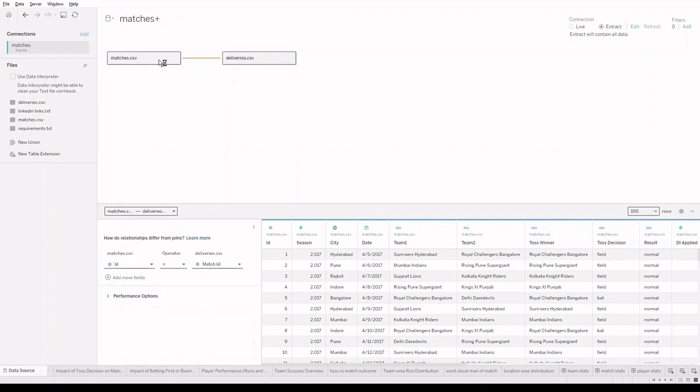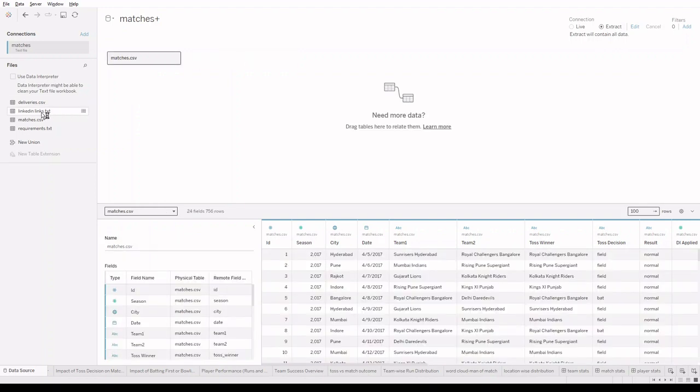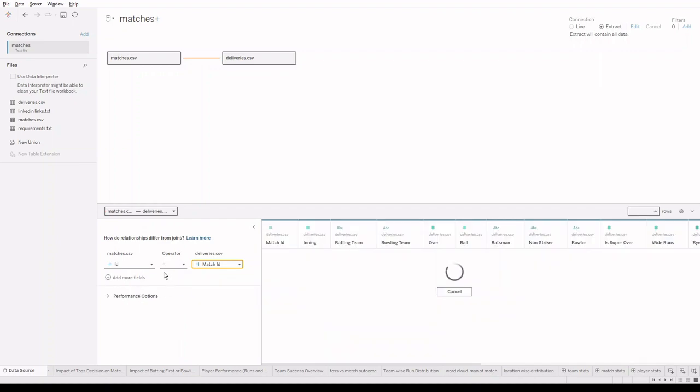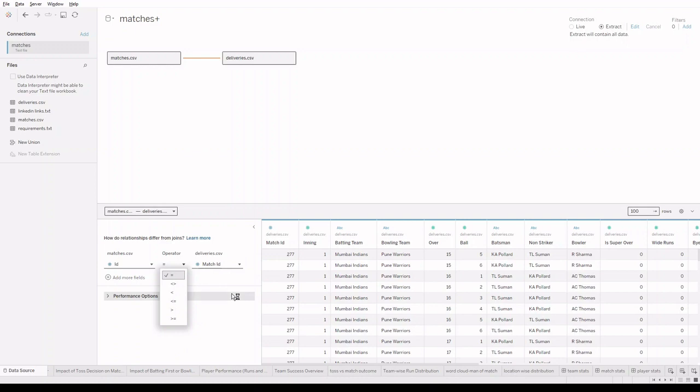When you drag these both data sets like this, you'll get an error here because you don't have any common columns on both sides. I have gone through the data set very well, so you can just assign the ID in the matches data set to the match ID in the deliveries data set using the equal operator. Don't use any other operators, otherwise it will get messed up.